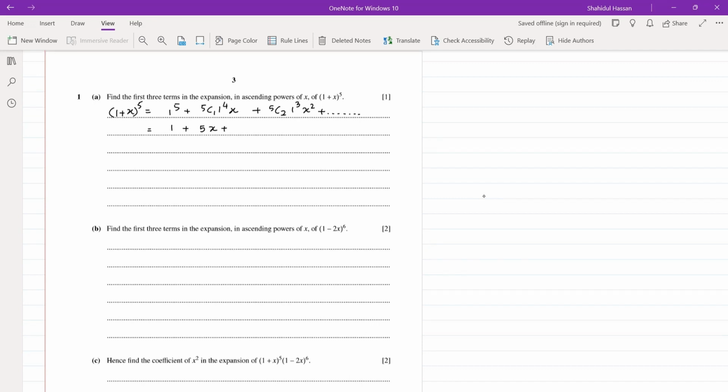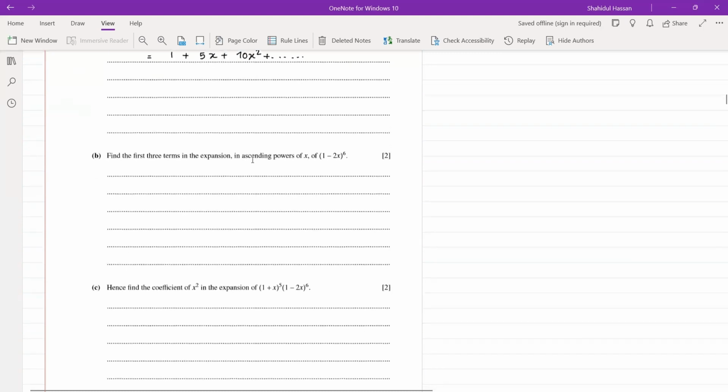Next, 5c2, calculator says 10. 1 to the power anything is 1, so I'm going to have here 10x squared plus dot dot dot. That's how you get your 1 mark.